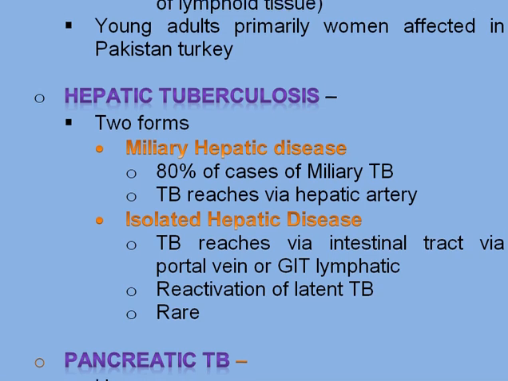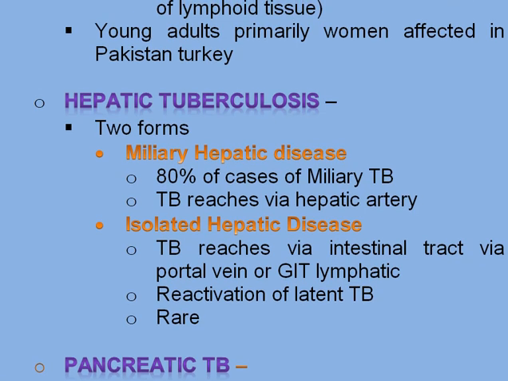So, something about the hepatic tuberculosis. It presents in two forms. One is a miliary hepatic disease, which occurs in 80% of the cases of miliary TB, and TB reaches via the hepatic artery. Remember this difference.